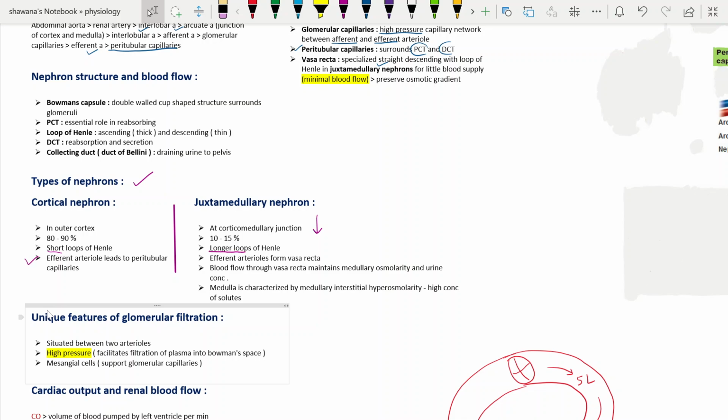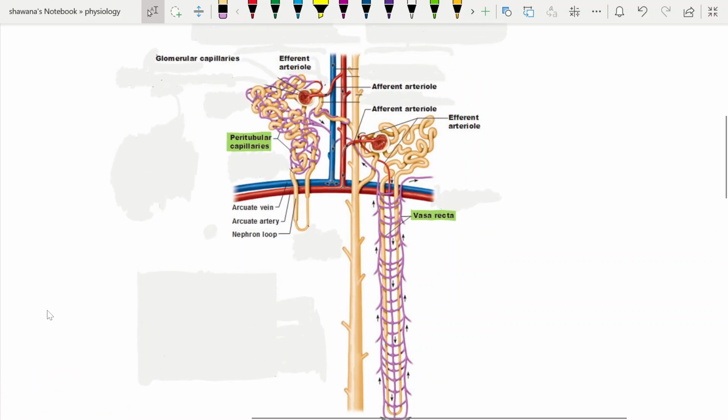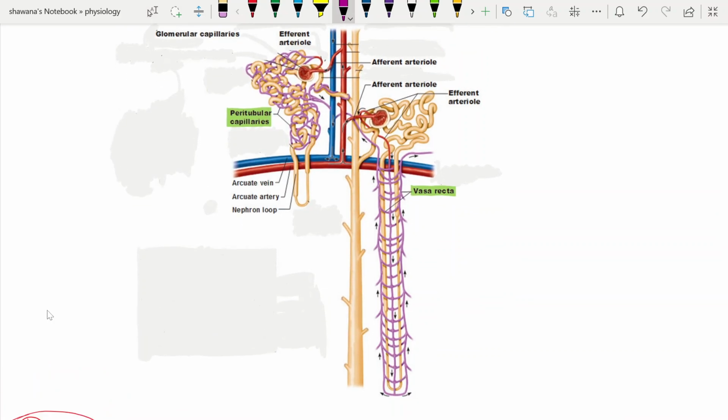In the cortical nephron, the main difference is that the efferent arteriole forms the peritubular capillaries, while in the juxtamedullary, the efferent arteriole forms the vasa recta. Here's a diagram. You can see here clearly that this is the cortical nephron and here is the juxtamedullary nephron. So it has the shorter loop of Henle and it has a very, very long loop of Henle.